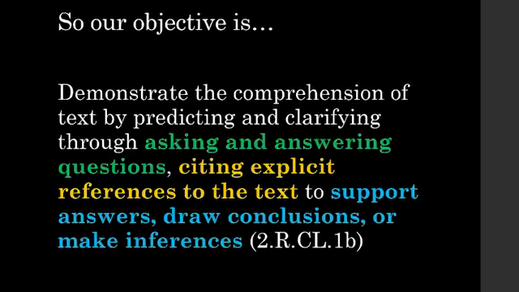So we're going to put our objective all together using our magnetic poetry analogy. And we're talking about this. Demonstrate the comprehension of text by predicting and clarifying through asking and answering questions, citing explicit references to the text to support answers, draw conclusions, or make inferences.